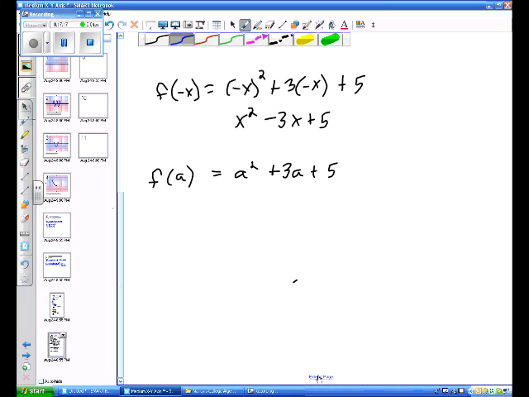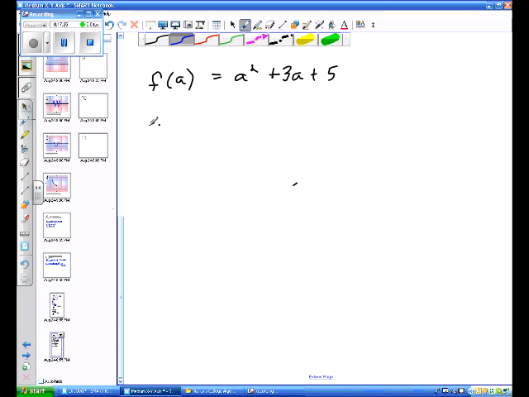Now I mentioned that our functions can be labeled several different ways. We could have a function that is named h of x, and say that that's defined to be x to the fourth minus x squared.